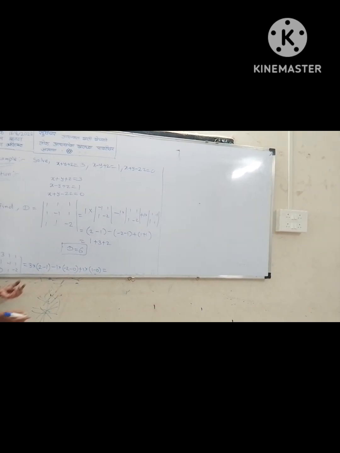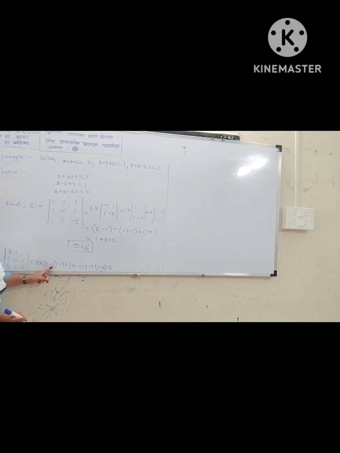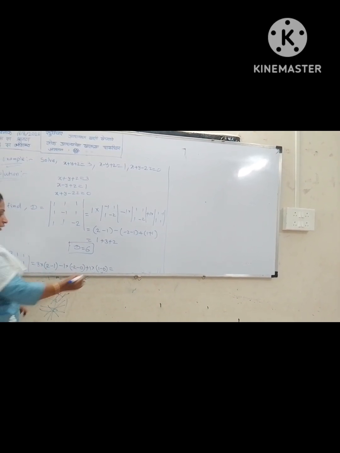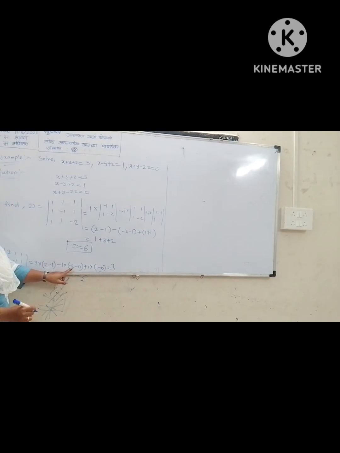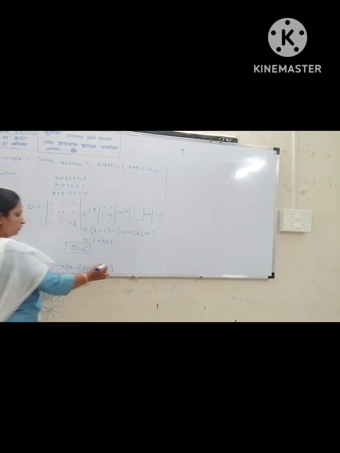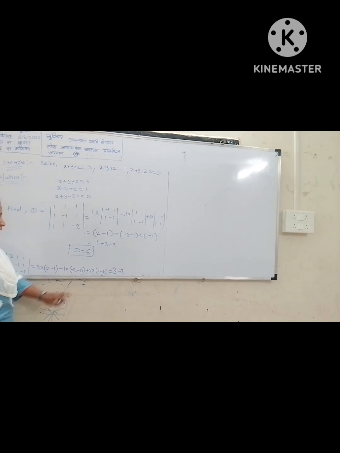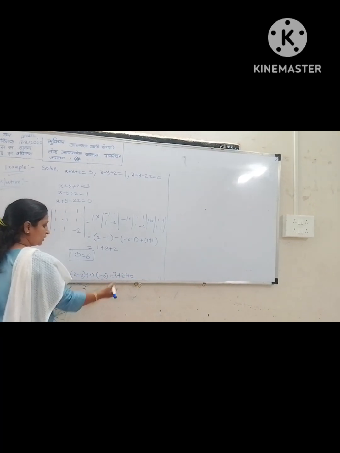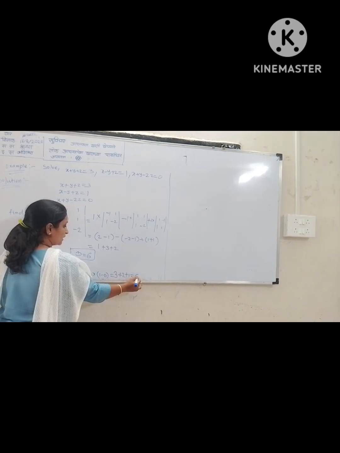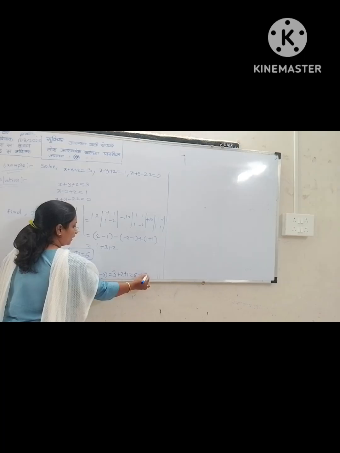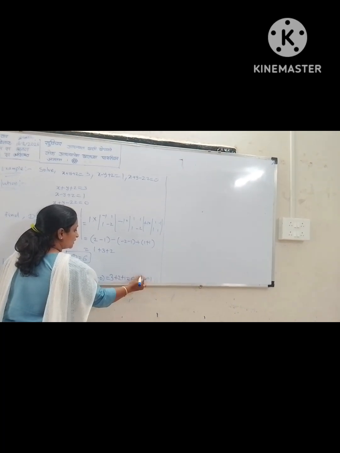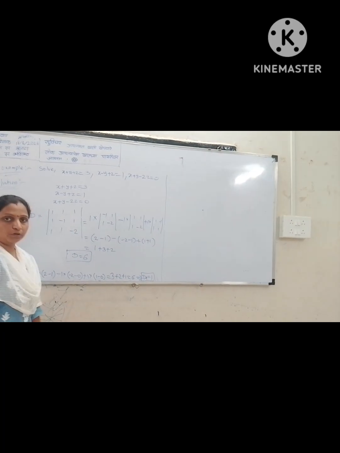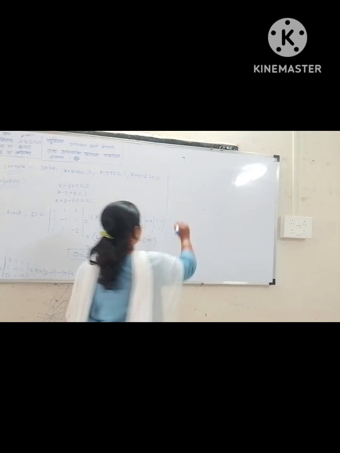Okay. Now solve this. 3 into minus 1, 1: 3 into 1, here 3. Minus 2 into minus 1 plus 2. And 1 into 1 plus 1. Okay. So what is Dx? Dx is 6. So the value of determinant Dx is 6. Okay. Now find Dy.